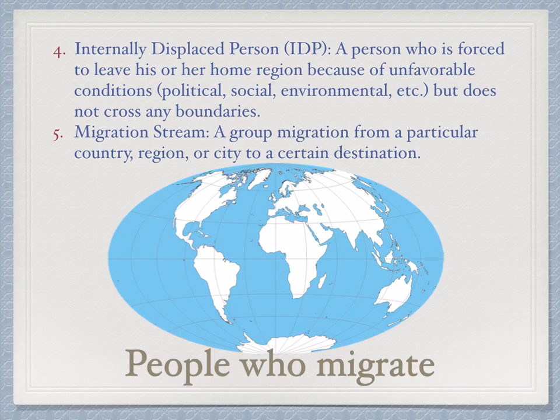When you have a group migration, this is called a migration stream. So you have a group of people from a particular country, region, or city, and they move to the same particular destination. An example of this might be the groups of Germans who came over to the United States and settled in the city of Cincinnati. Most of the people who came over initially were actually from some of the same cities in Germany.